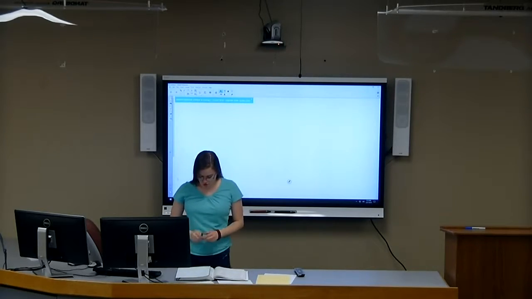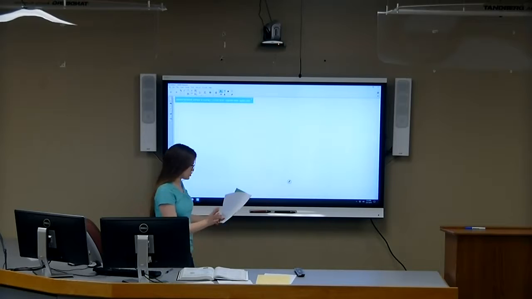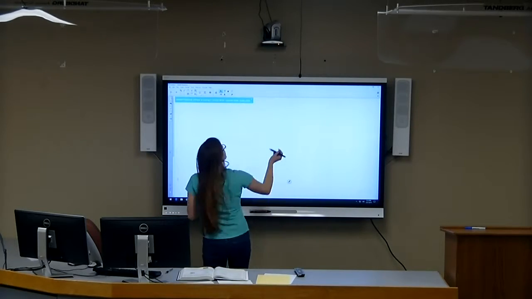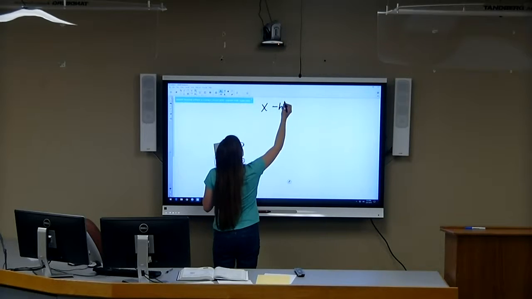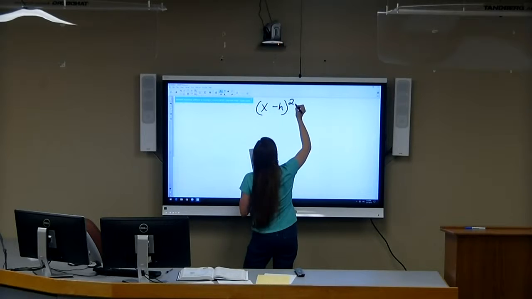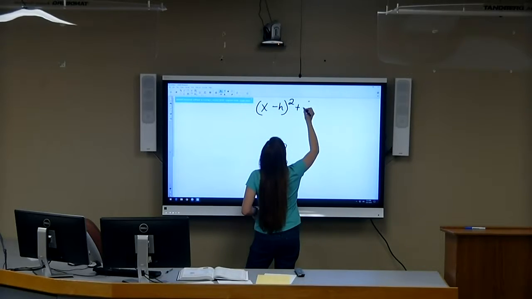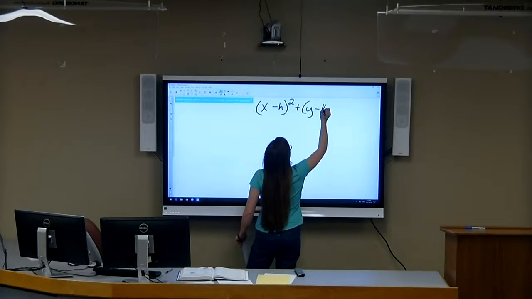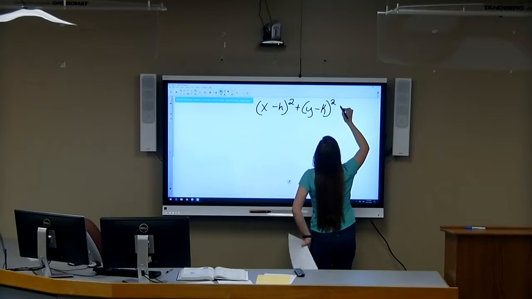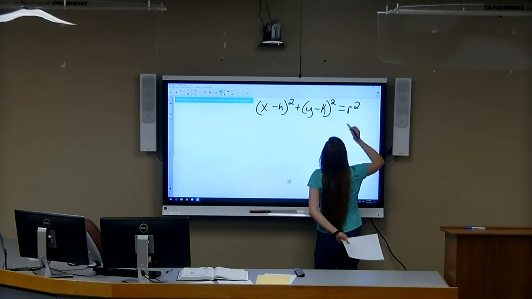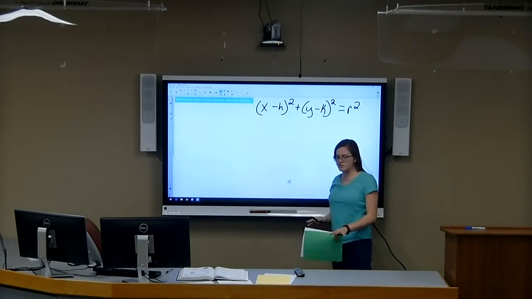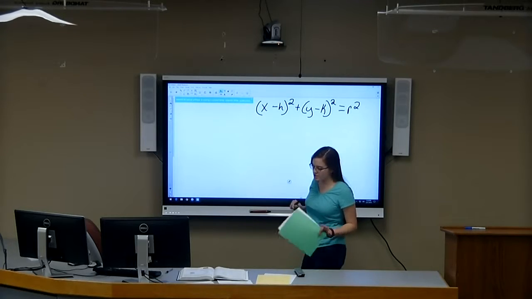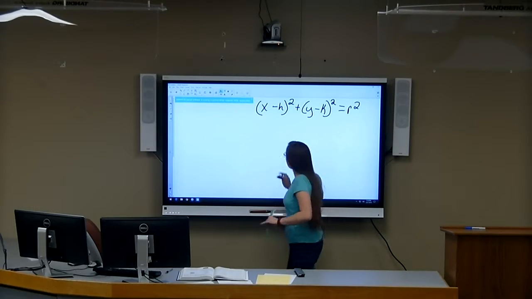Okay, so standard form of a circle is x minus h squared plus y minus k also squared equals r squared. So r is your radius, and in this lesson, whenever it gives you a point, it's going to specify that that point is for h, k instead of x, y.